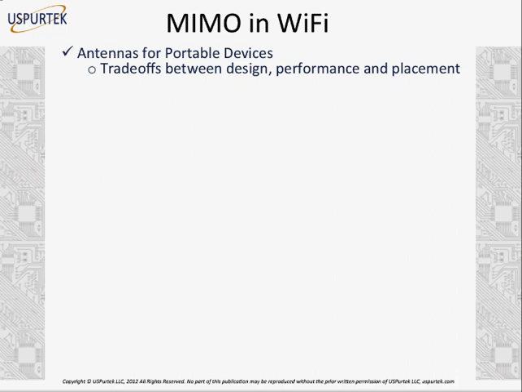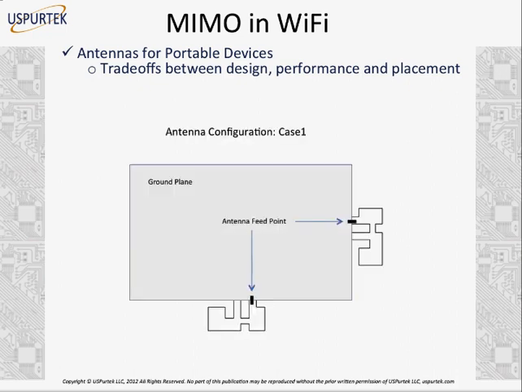Now, antennas for portable devices. They are a little more challenging. When you come to portable devices like laptops, iPads, and smartphones, there are additional challenges. Antennas are packed with several other peripherals which are conductive and lossy, and this reduces the efficiency of the antenna. Therefore, there are trade-offs to be made between design, performance, and placement. Performance parameters such as operating bandwidth, impedance matching, peak and average gain, radiation patterns, efficiency, and specific absorption rate are important. Also, the human body effects on the antenna need to be considered.